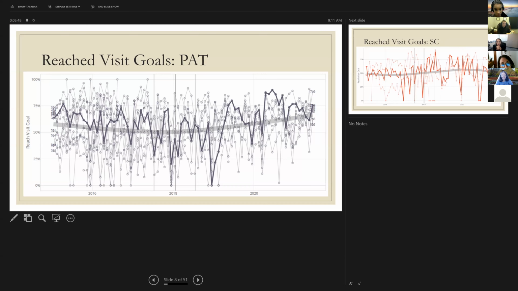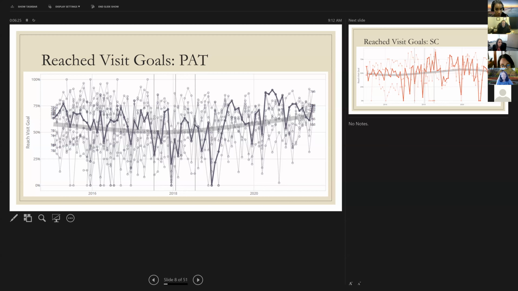Okay, and I know that these graphs are always a little overwhelming, so I really want you to focus on that thick gray line. That's the trend line. That's saying across all these programs, here's the average, and here's kind of the general trend we're seeing. And what this graph shows is if you look at around 2018, there's been an upward tick in reaching our visit goals ever since about 2018. And that trend continued even in 2020 and 2021, which is incredibly impressive, particularly given the pandemic and the challenges faced by all the programs in the last, I guess it's been about 18 months now.